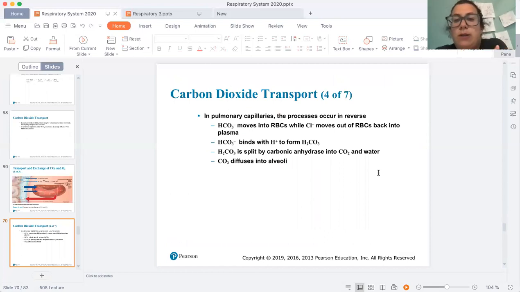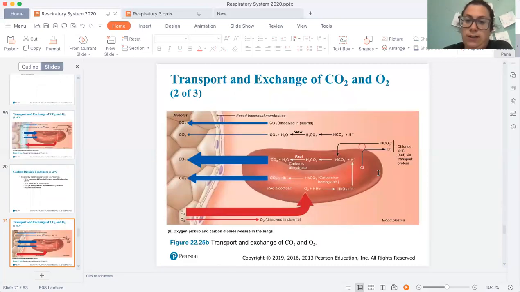Okay, so in the pulmonary capillaries, remember that this process occurs in reverse. The previous thing was what's happening in the actual tissue. In the pulmonary capillaries, we have the bicarbonate, which moves into the red blood cell, while the chloride moves out of the red blood cell back to the plasma. That bicarbonate binds with the hydrogen to form that weak acid. That weak acid is then split by carbonic anhydrase to make CO2 and water, and we diffuse CO2 into our alveoli and hopefully expire it out. So that's everything in a nutshell right there.